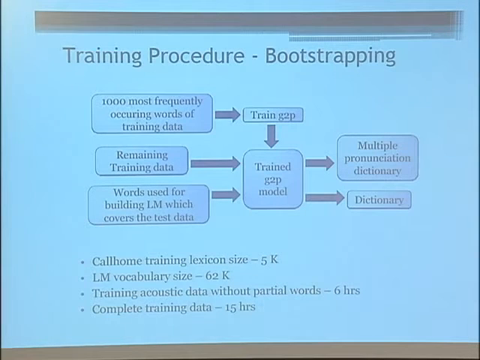Okay, so we start with the 1,000 most frequently occurring words. We have their pronunciations, and then we train G2P on it. Now, once you have trained G2P, just as what Pinar was saying, you can use the remaining training data, the 4K for which we need to guess, and the words that are part of your LM, and then you use G2P to guess your dictionary. So that's the basic bootstrapping dictionary that you're going to use to start your recognition process. We also create a multiple pronunciation dictionary. I'll come in a minute to why we use that.